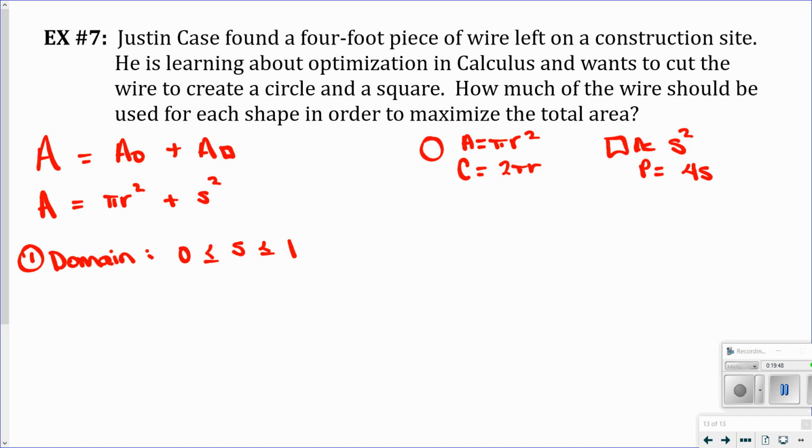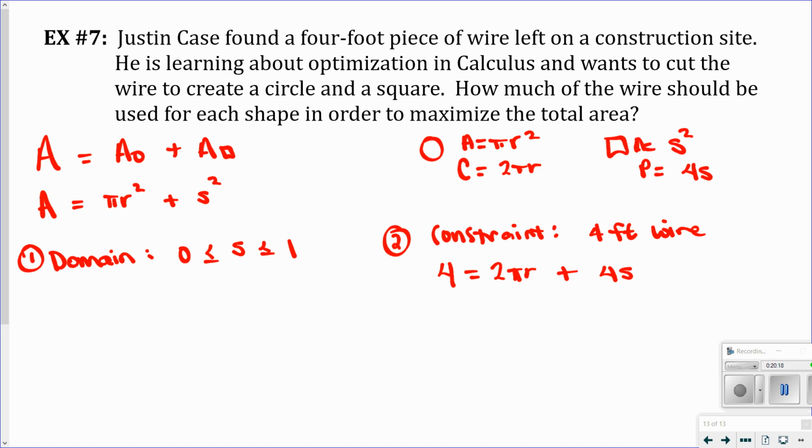So let's come up with a secondary equation now. Our secondary equation is given to us by the constraint. The constraint is that we have 4 feet of wire. And so that dictates perimeter, right? So 4 feet of wire is going to have to make up the circumference of the circle, 2 pi r, plus 4 times the length of the side of the square.